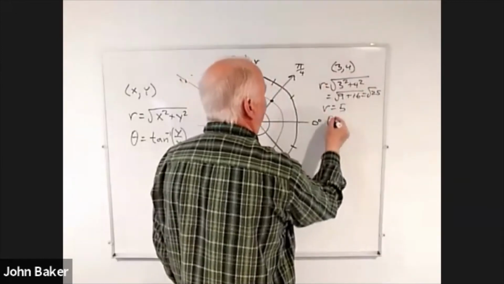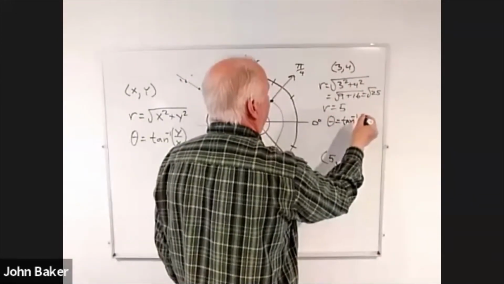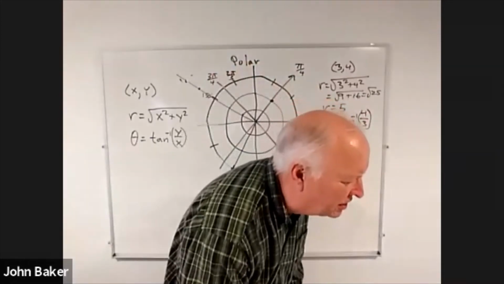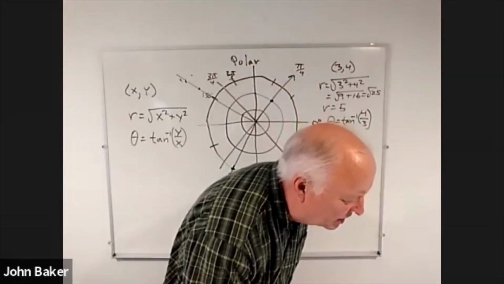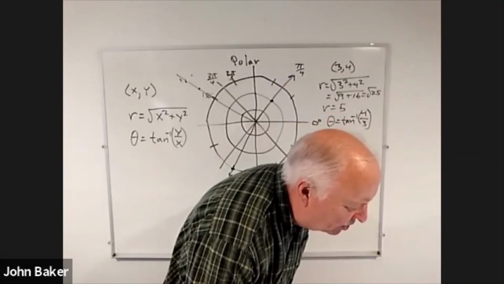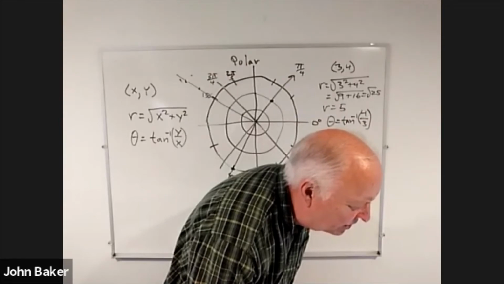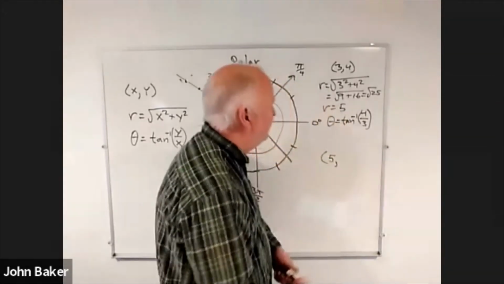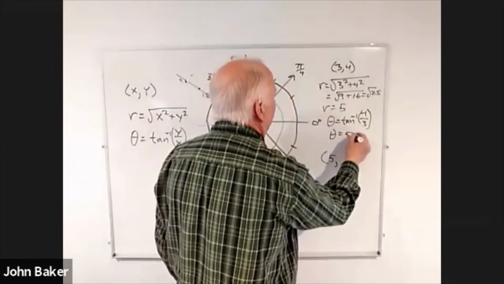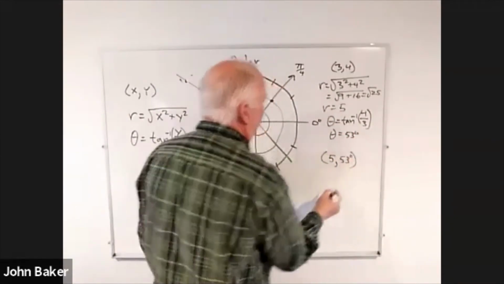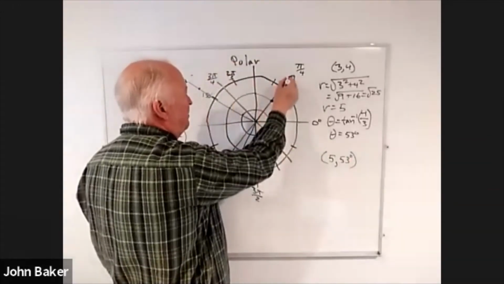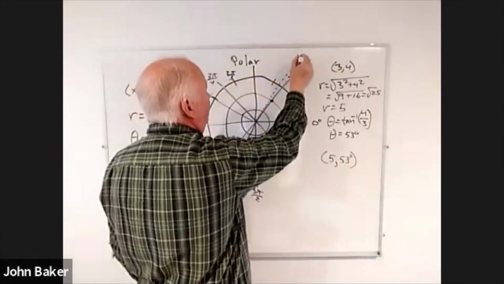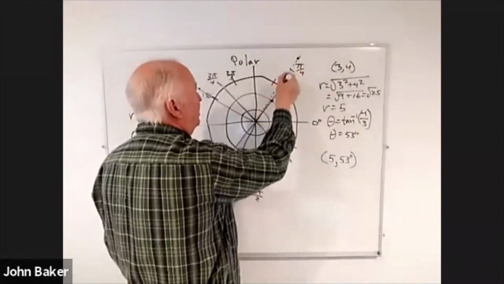Now we need a direction. Theta equals the inverse tangent of 4 over 3. And I'm going to go to my calculator and calculate that. We're going to do the inverse tangent of 4 divided by 3. And that's 53 degrees. I'm going to use degrees for that one. So here's 45 degrees. This is 60 degrees, so 53 degrees would be somewhere out this direction. And we'd go out to 5. 3, 4, 5.